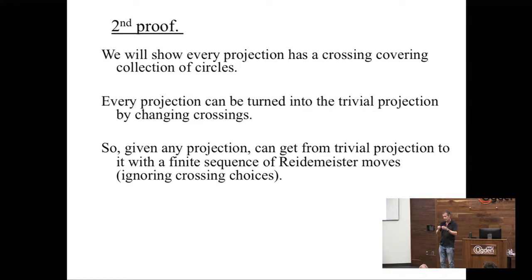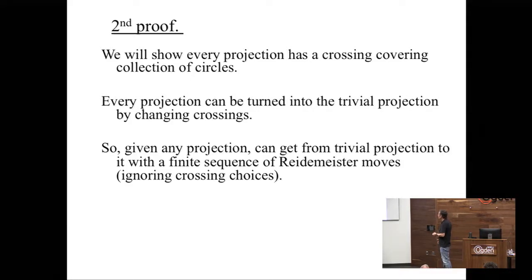Therefore, given any projection, if I ignore the crossings, because I don't care which way the crossings go in order to find a covering crossing collection of circles, I can get from the trivial projection to it with a finite sequence of Reidemeister moves, because once I turn it into the trivial knot, then I know there'll be a sequence of Reidemeister moves that takes me to the trivial projection. I'll just reverse that process, start from the trivial projection, and do my Reidemeister moves till I get to my projection.